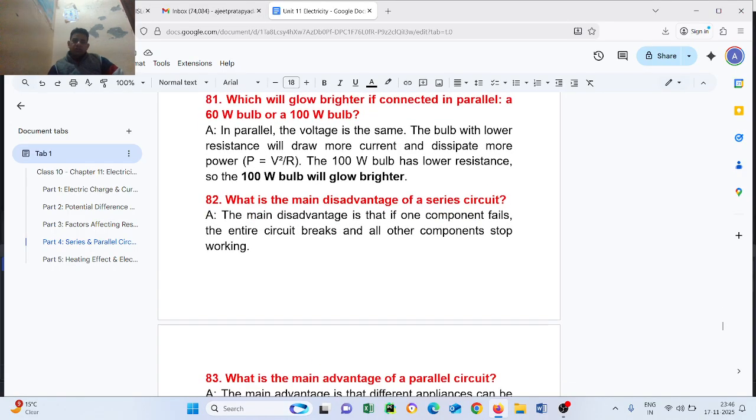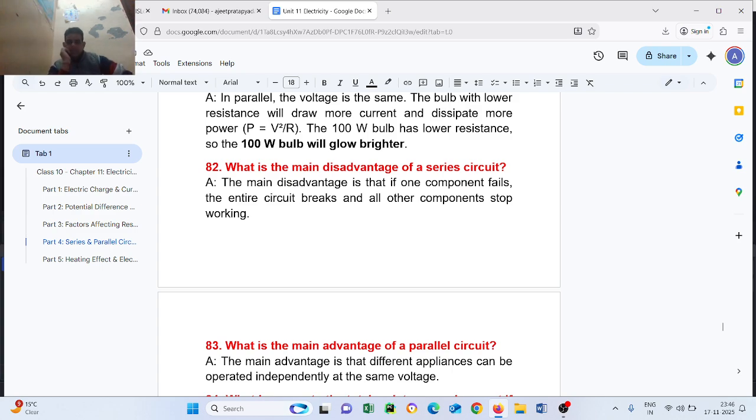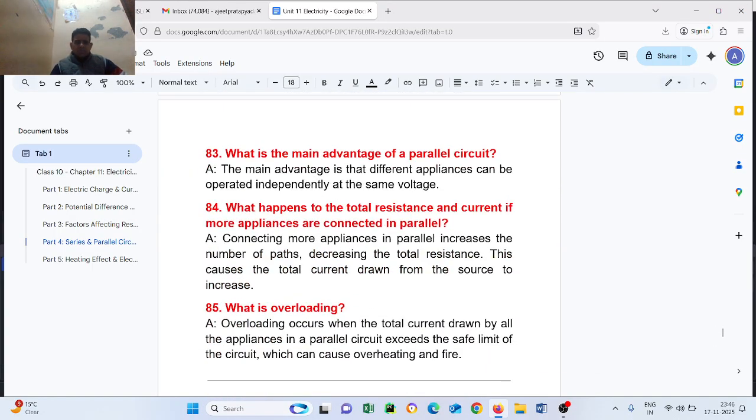Question number 82. What is the main disadvantage of the series circuit? The main disadvantage is that if one component fails, the entire circuit breaks and all the components stop working. Question number 83. What is the main advantage of a parallel circuit? The main advantage is that different appliances can be operated independently at the same voltage.